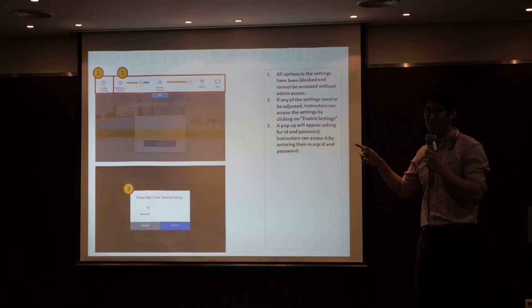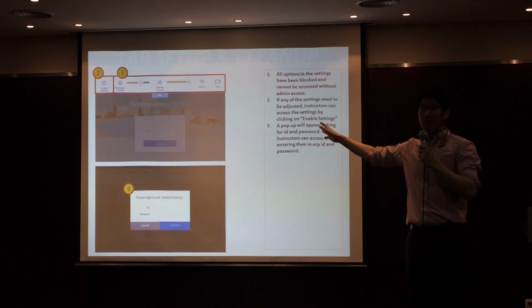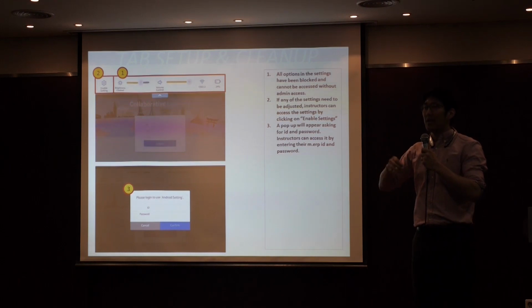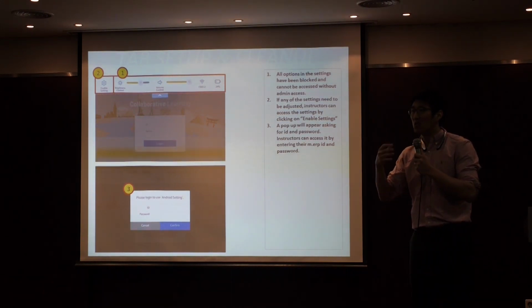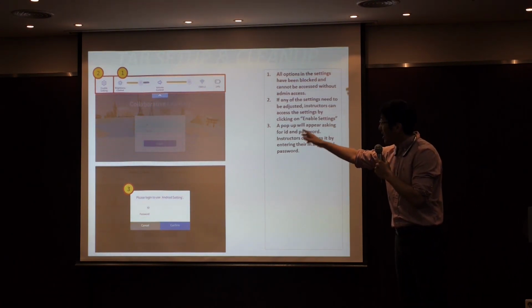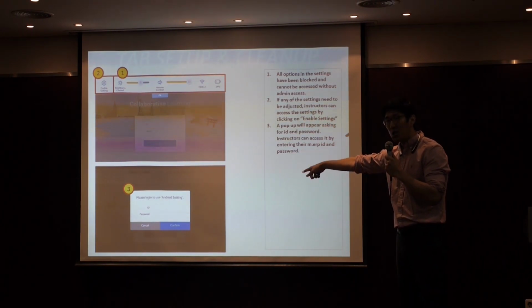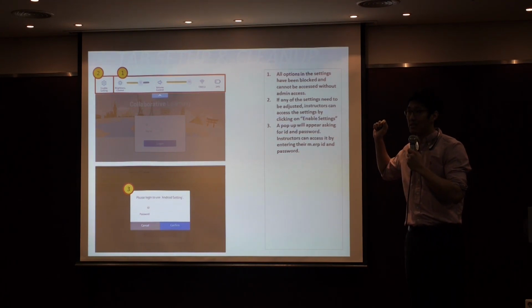So what we did was we blocked access to the settings. But if for any reason instructors need to change Wi-Fi settings or whatever, when you press enable settings, this pop-up will come up. You just need to enter your MERP ID and password, and you'll have access to it.